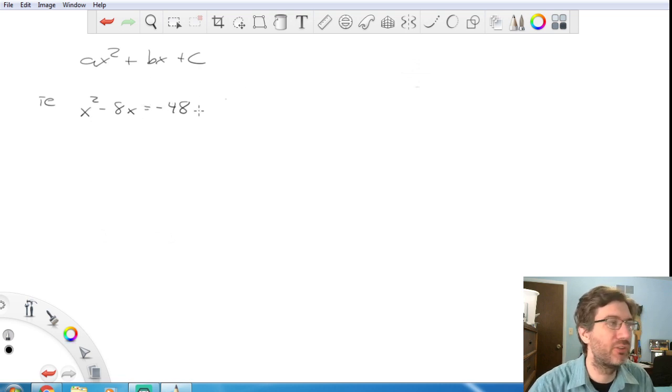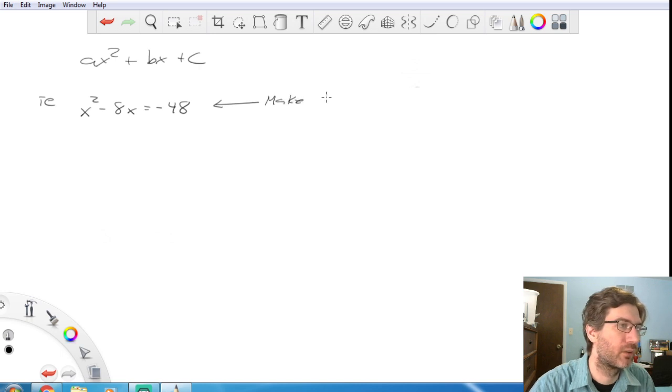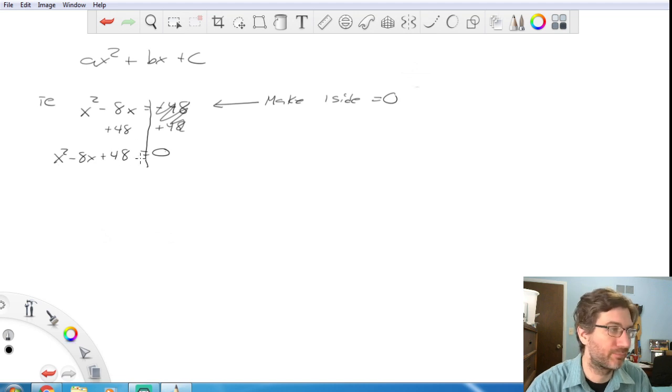Over here, you can't use your zero product rule, and it's really not written in standard form because you don't have the C over here. So we're going to rewrite this to equal 0. So make one side equal 0. That's your first step here. So to do that, I'm just going to add 48 to both sides. That's going to get rid of the 48 over here and leave you with nothing. So hey, these cancel and leave you with 0 now. And you have x squared minus 8x plus 48. You can't combine anything here because there's no like terms.